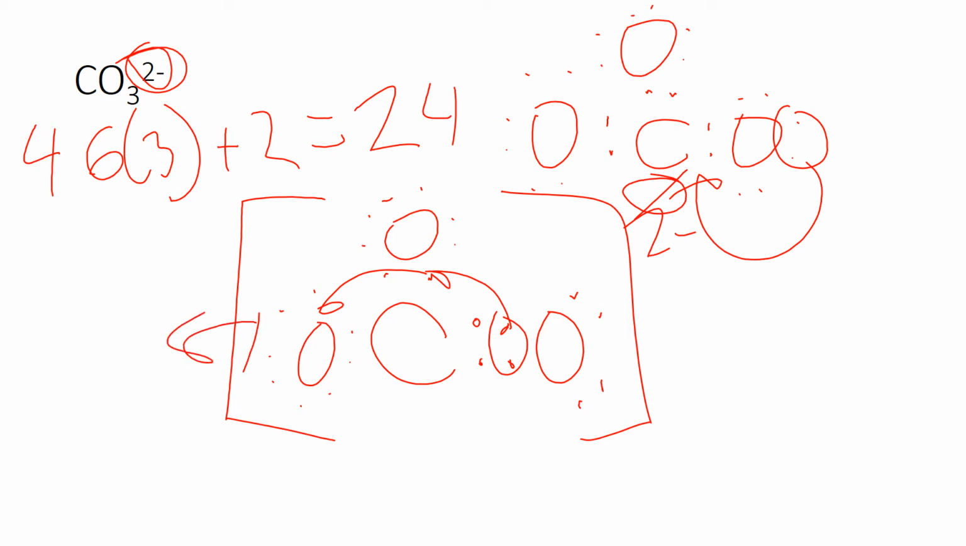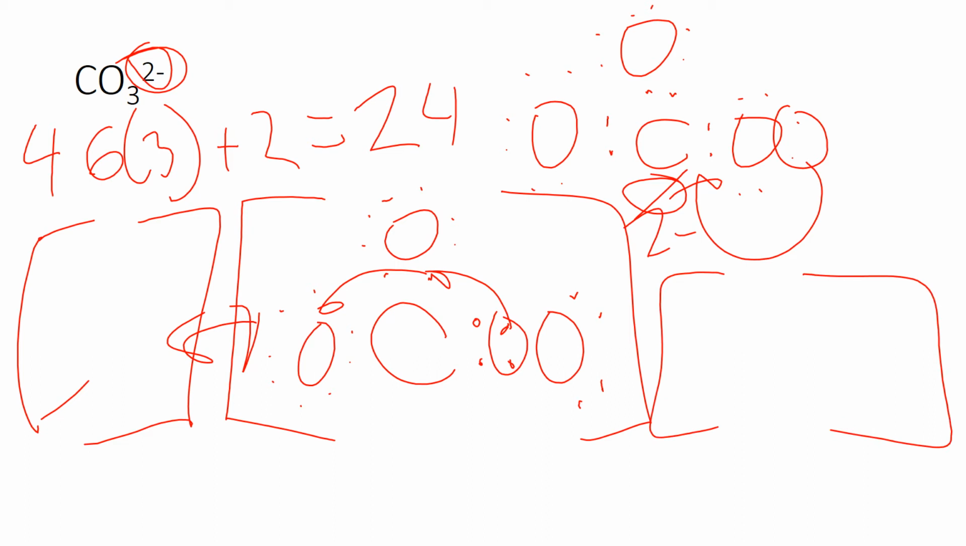Okay, so we'd have to draw the arrows. We'd have to draw a version over here in brackets, and we'd have to draw a version over here in brackets too. But it does work. The next one is ClO1 negative.